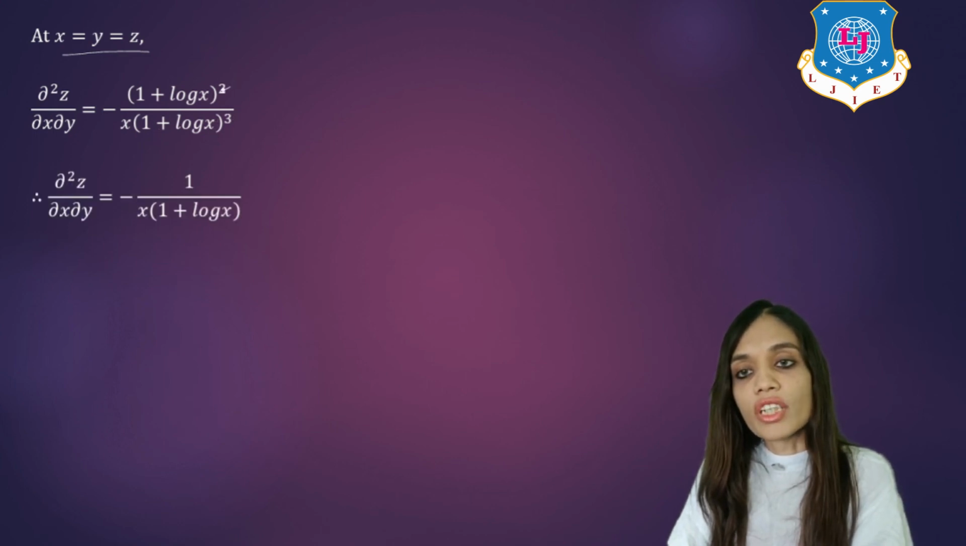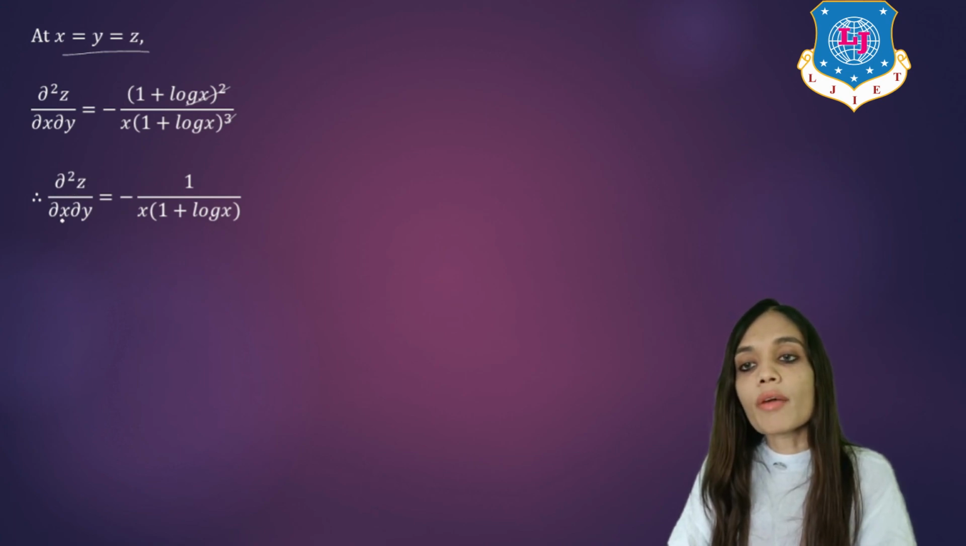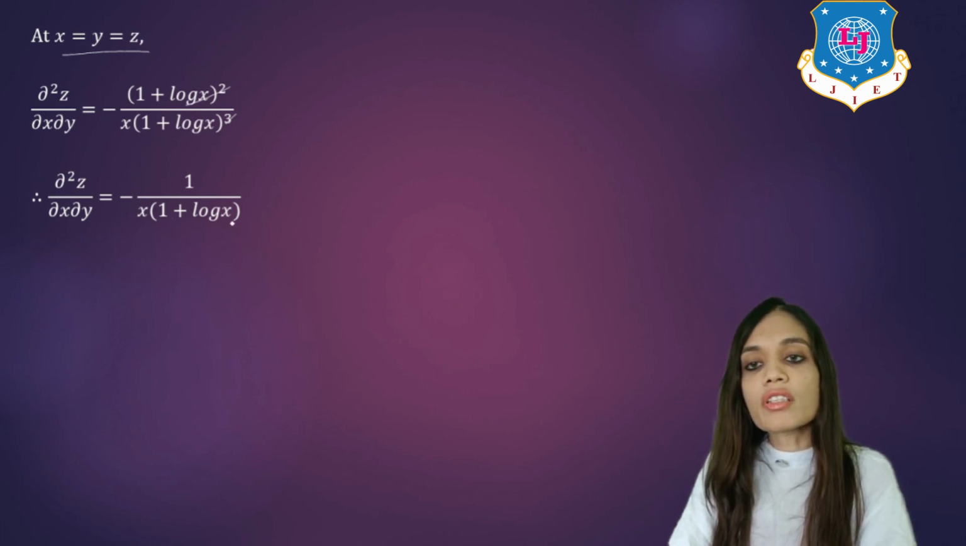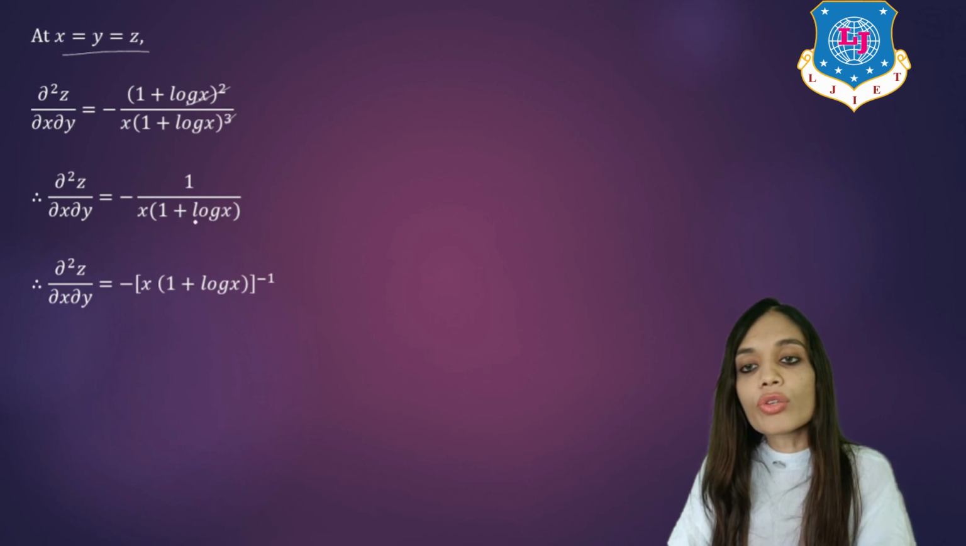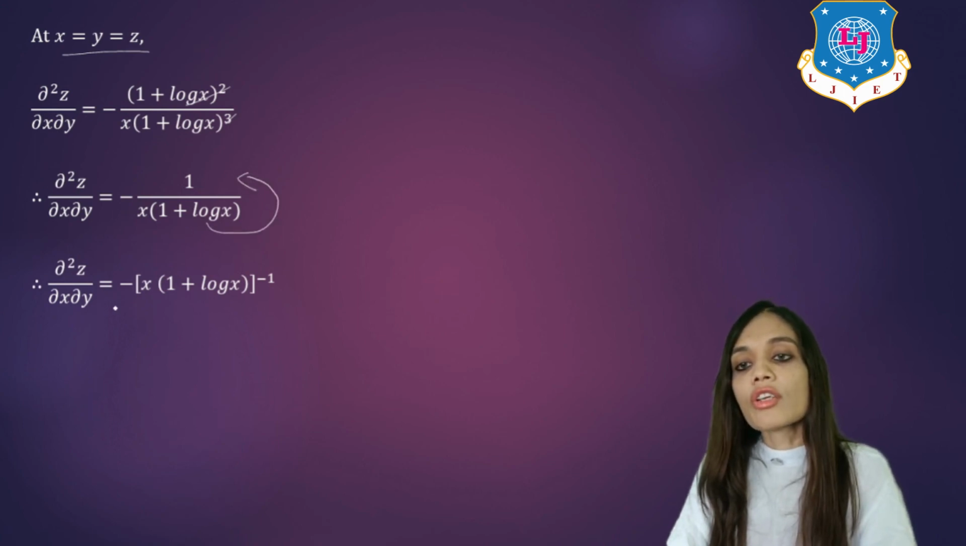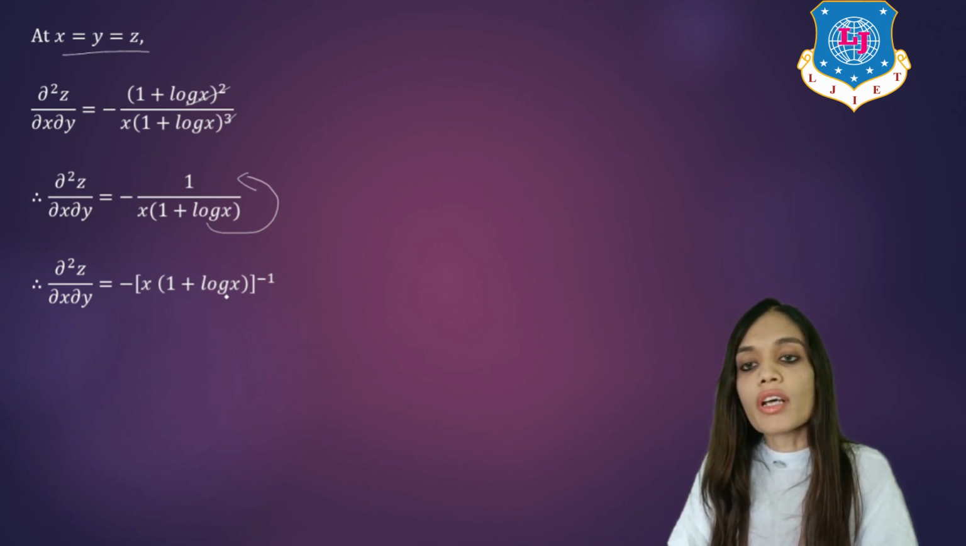Now these terms will get cancelled out. So finally what will remain? Del square z upon del x del y is equal to minus 1 upon x into (1 plus log x). Now in order to get our desired answer, we will take this in our numerator. So it will be equal to minus x into (1 plus log x) raised to minus 1.